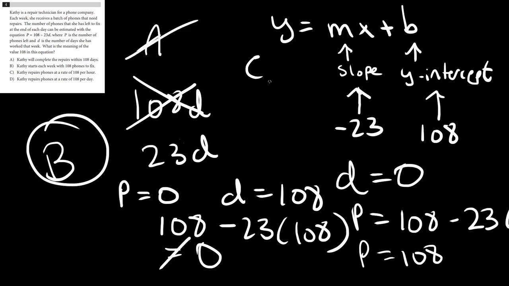We've already established that answer choice C is not it. That leaves B and D. I've already established that B is correct, but I'll explain to you why D is not correct. Kathy repairs phones at a rate of 108 per day. Well, there's no variable accompanying 108, so that means that 108 isn't going to change.